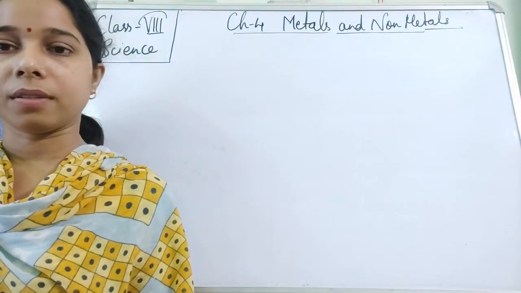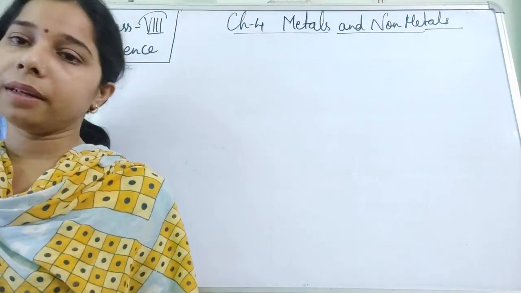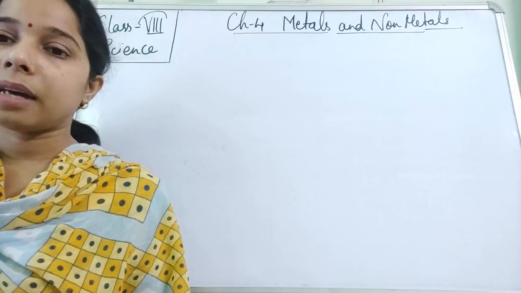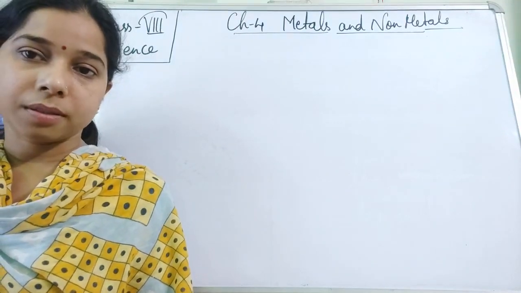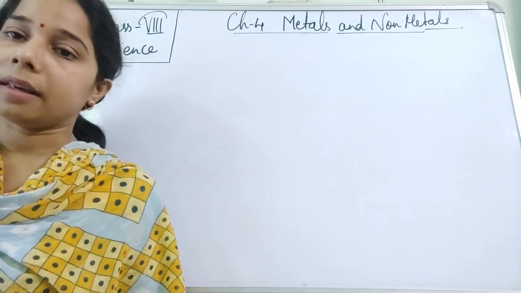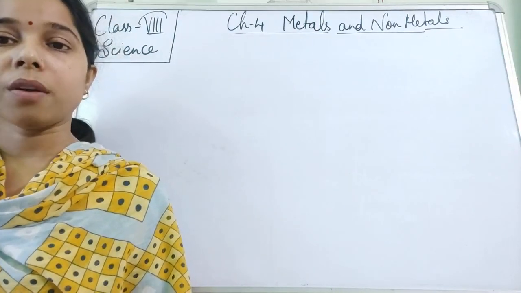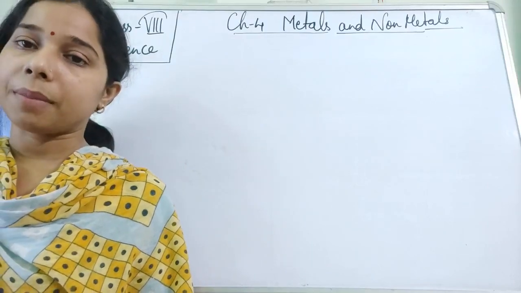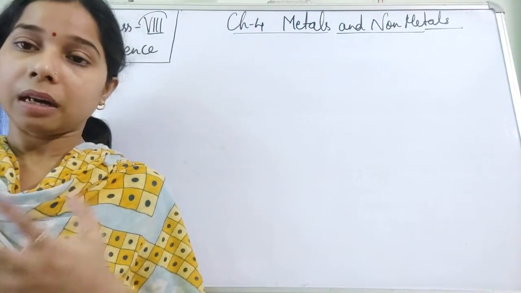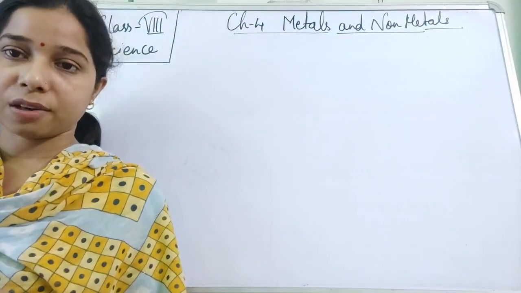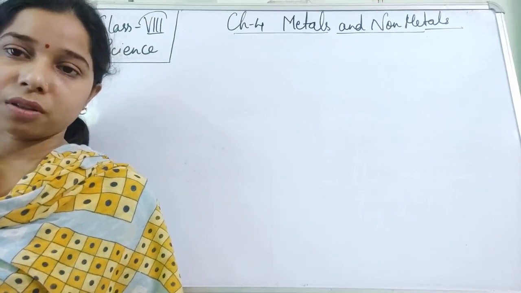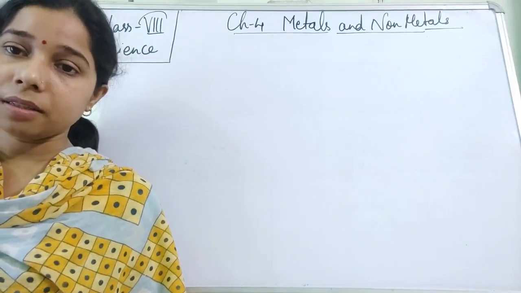So students, in the previous class in this chapter, that is metals and non-metals, we were talking about the chemical properties. What is a chemical property, students? It is the reaction that we used to see with the metals and non-metals. Reaction of oxygen, reaction of acids, reaction of water, how these metals and non-metals react with them, and what kind of substances are formed due to these reactions. So we have started with the reaction of oxygen with the metals as well as non-metals.